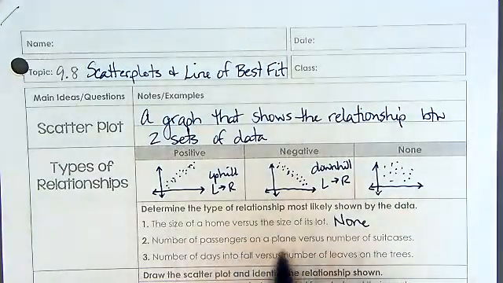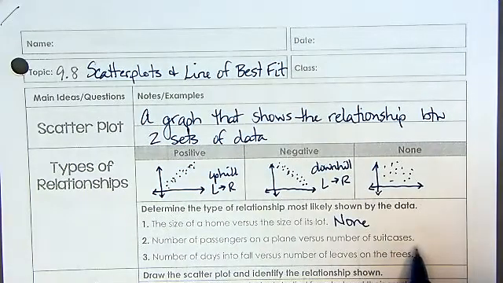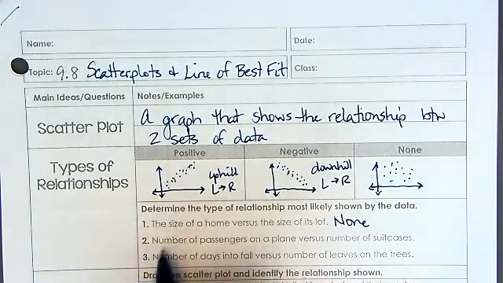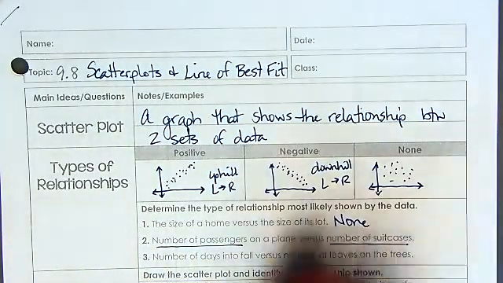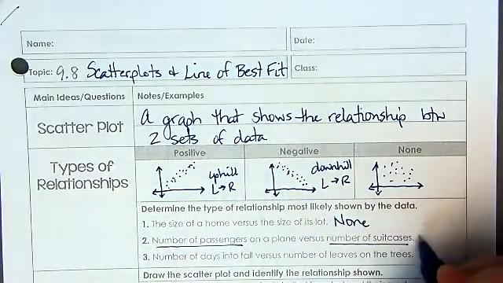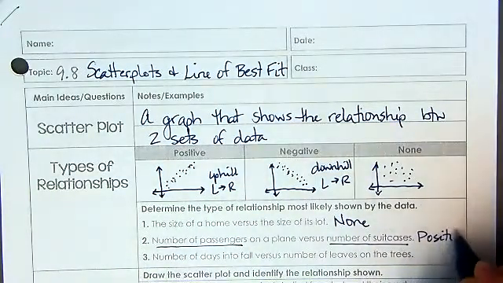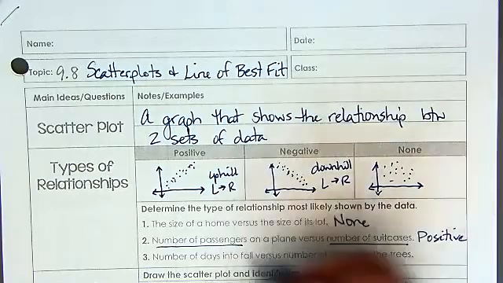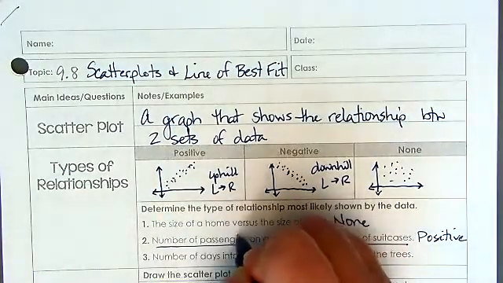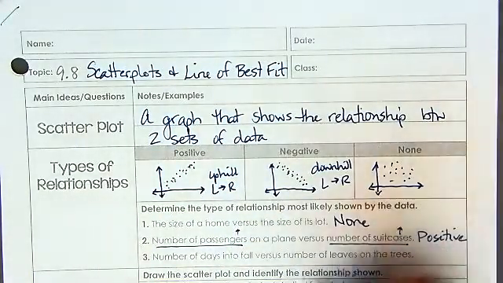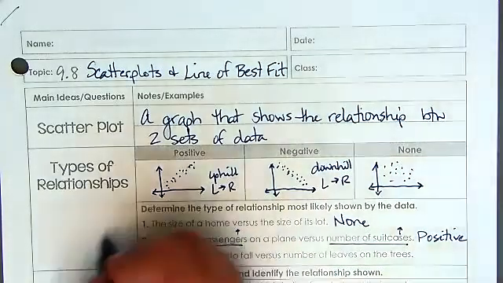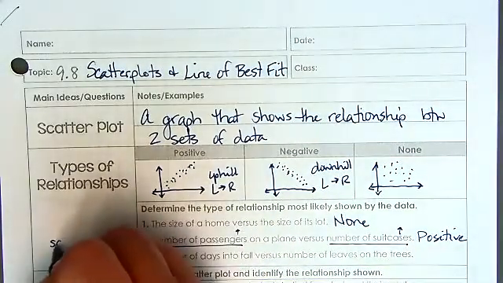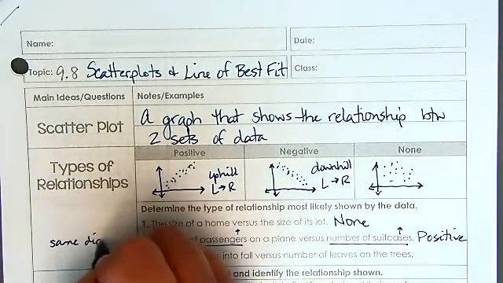The number of passengers on a plane versus the number of suitcases. Well, the more passengers there are, more suitcases. So both of them are going to go in the same direction. So it's positive, and the less passengers, the less suitcases, because they would both be going up, or both go down. They go in the same direction.